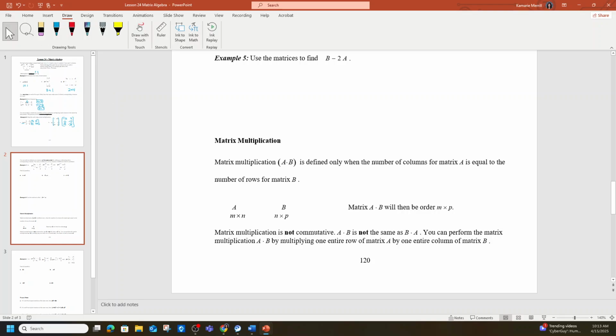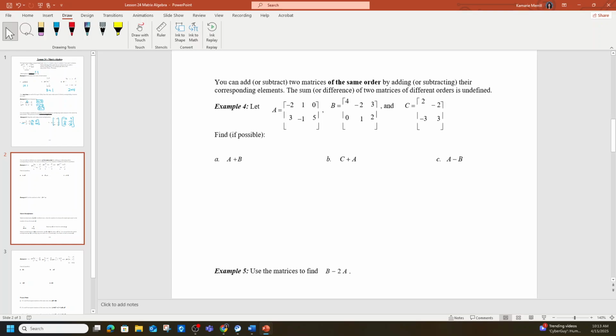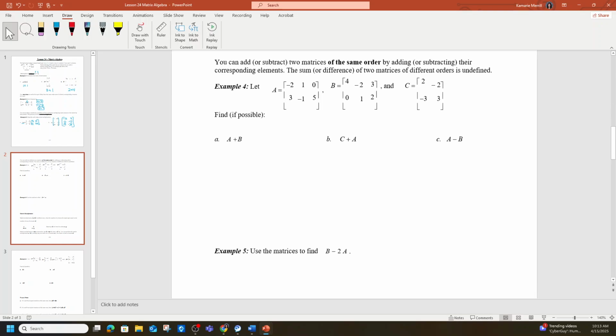You can do adding and subtracting pretty seamlessly. It is allowed as long as the order is the same. So you could do A plus B as long as the order is the same.